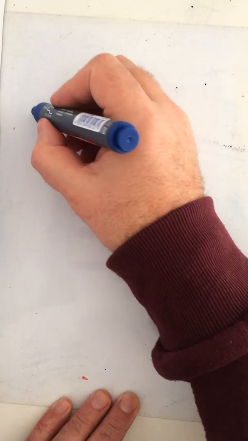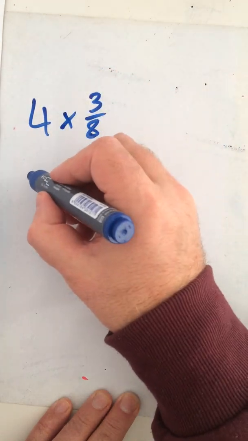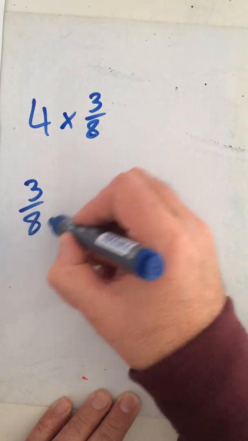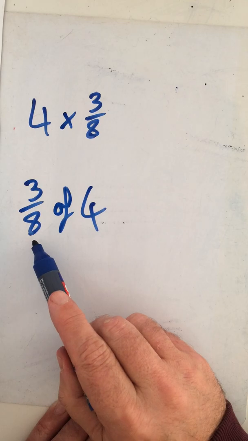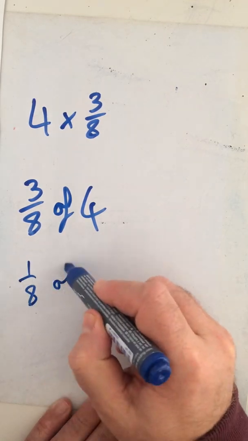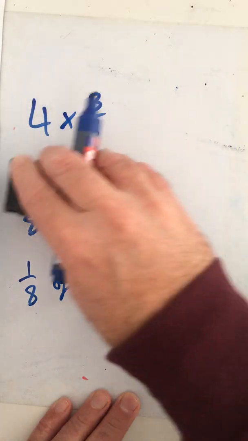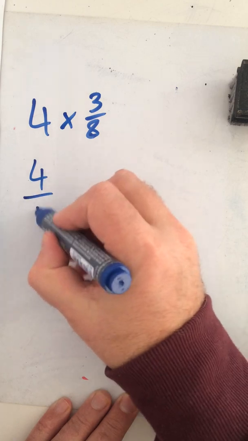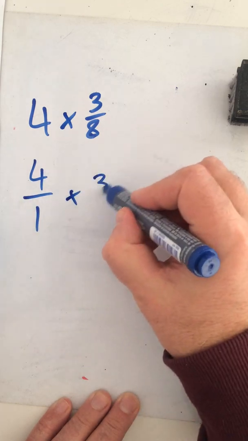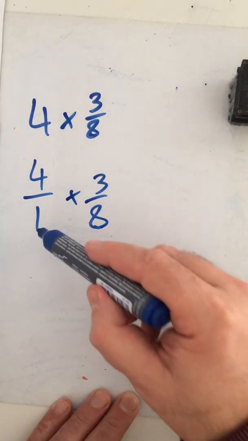So say, for example, we had 4 times 3/8. Now, if you were asked what is 3/8 of 4, okay, it gets a bit tricky, isn't it? Because to find 1/8 of 4, it becomes a little bit trickier. So all we have to do is just to put the 4 over 1 times 3 over 8. Okay, because 4 is 4 over 1, isn't it? We're just putting that into a fraction. How many 1s in 4? 4.